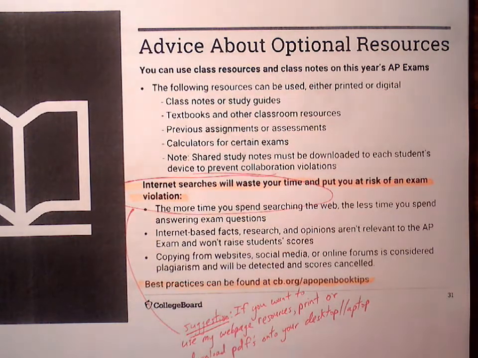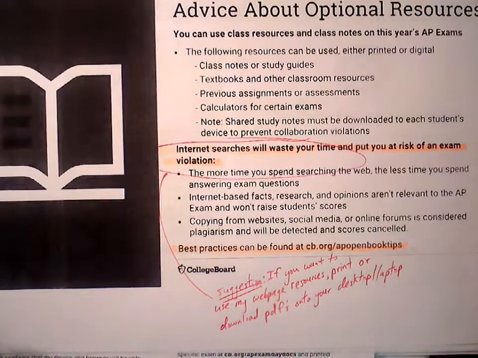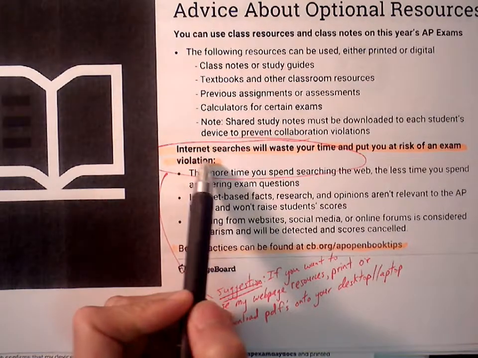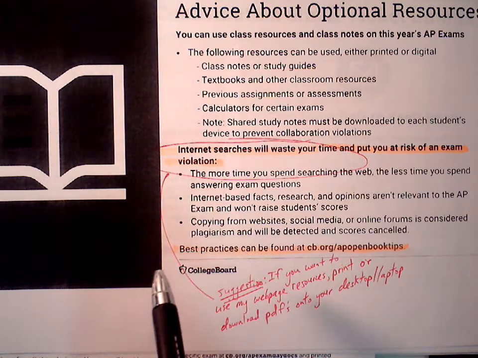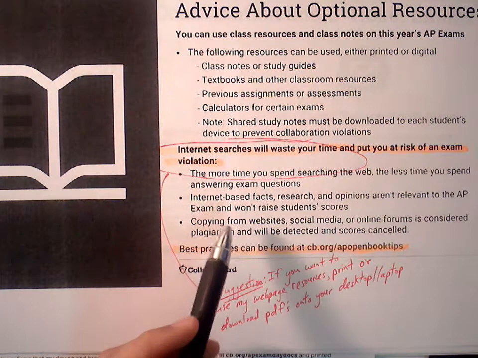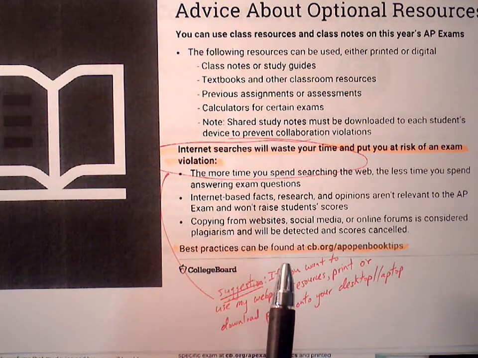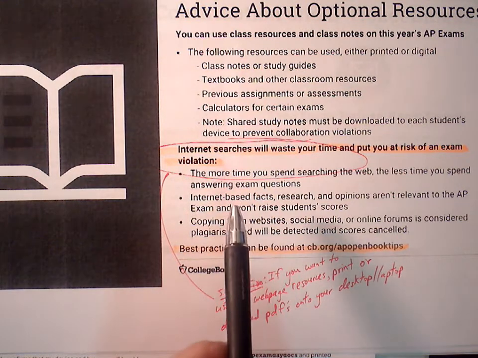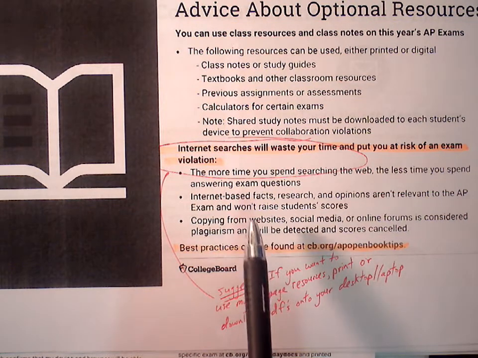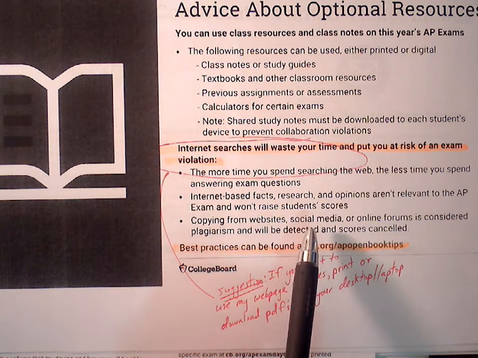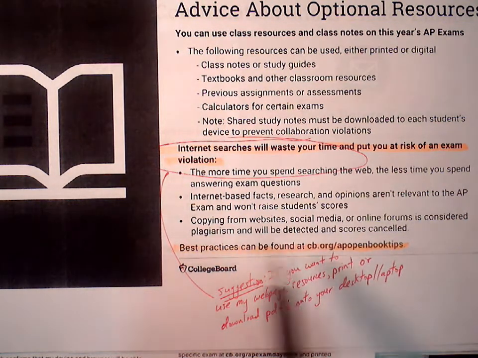All right, advice about optional resources. So this is what College Board says. Internet searches will waste your time and put you at risk of an exam violation. The more time you spend searching the web, the less time you spend answering exam questions. Internet-based facts aren't relevant to the AP exam. And copying from websites, social media, online forums, is considered plagiarism.